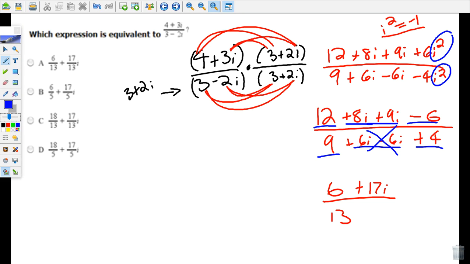So there's pretty much the answer. You'll see on the left that the answer choices are broken up. They'll actually write this as 6 over 13 plus 17i over 13, where they just separate the numerator into 2 fractions rather than having it in 1 fraction. But it's the same result either way, and that correct answer choice is answer choice A.